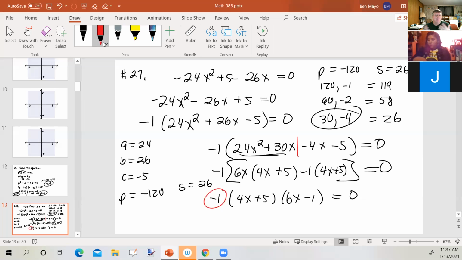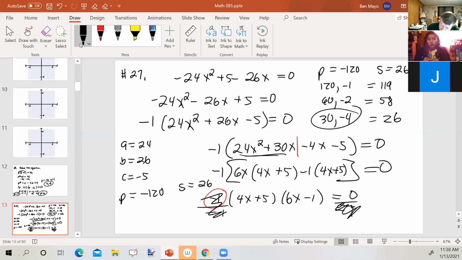But then you might say, well, what do we do with that -1? Well, what we could do, we could divide both sides by -1, which would in effect get rid of it over here, and this would still be 0. So basically, I'm going to ignore it because I could divide it out and I'd still have the factors containing variables set equal to 0.